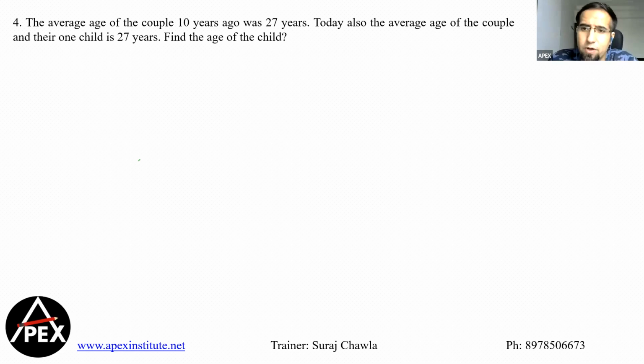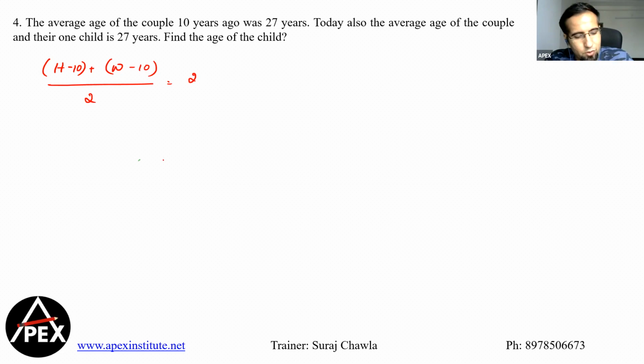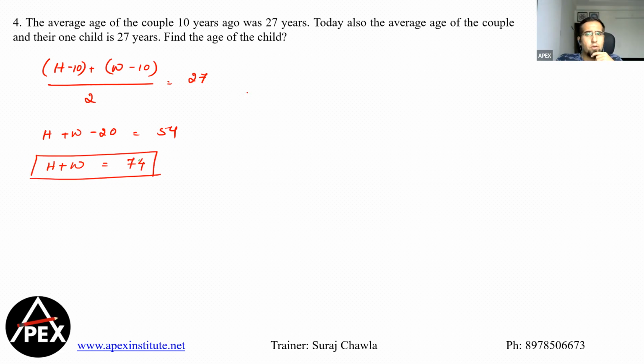So the average age of a couple 10 years ago was 27, guys. Let's say I'm talking about a husband and a wife. Husband's age 10 years ago plus wife's age 10 years ago, divided by 2, is equal to 27. So husband plus wife minus 20 is equal to 54, or the current sum of husband plus wife is equal to 74. Is this point clear with all of us? Quick responses, please.